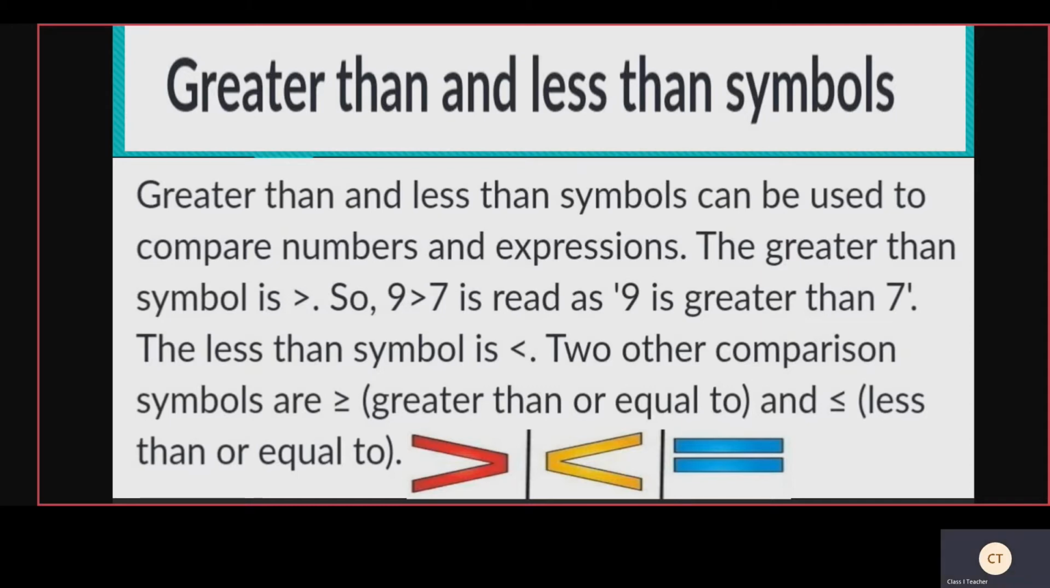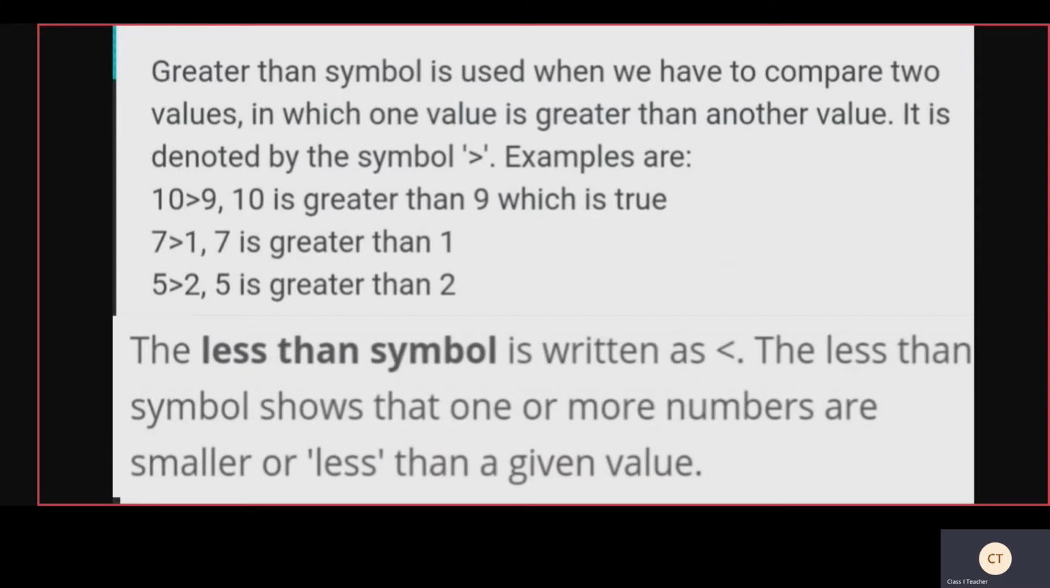Red one is greater than sign. Yellow one is less than sign. And blue one is equal to sign. Okay? Now, next one, children, look here.